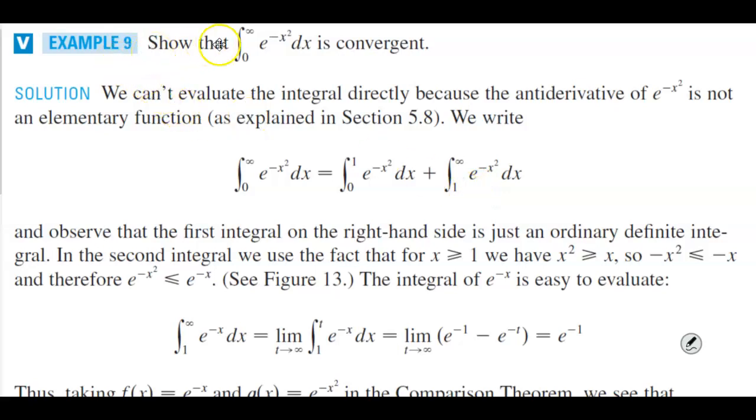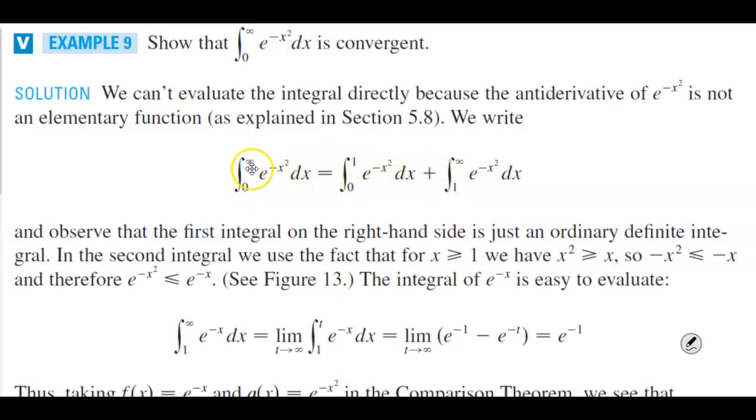Okay, we're going to use example number 9 to show that this integral of e to the negative x squared dx from 0 to infinity is convergent. Now we can't evaluate the integral directly because the antiderivative of e to the negative x squared is not an elementary function. So we're going to write it in two different forms.